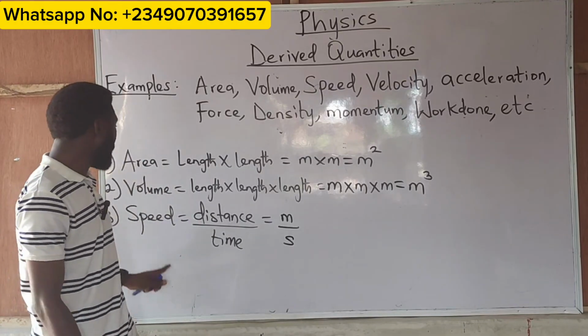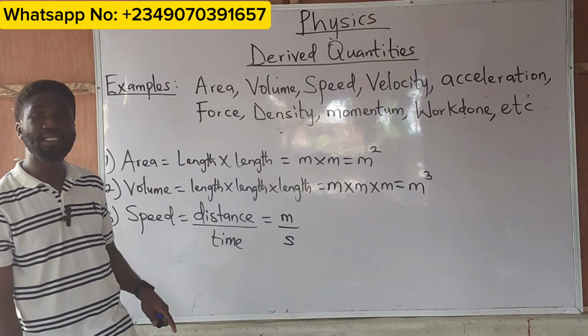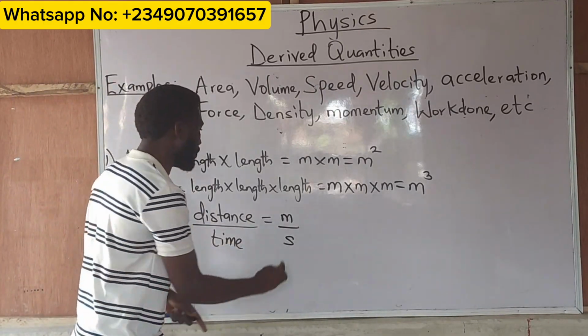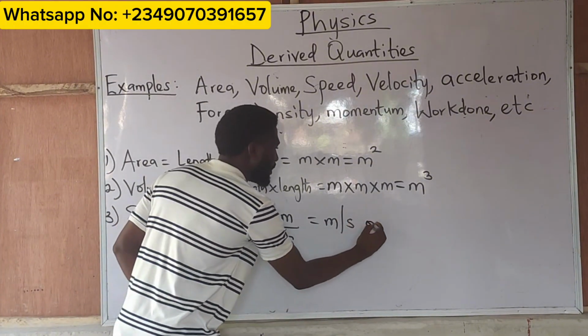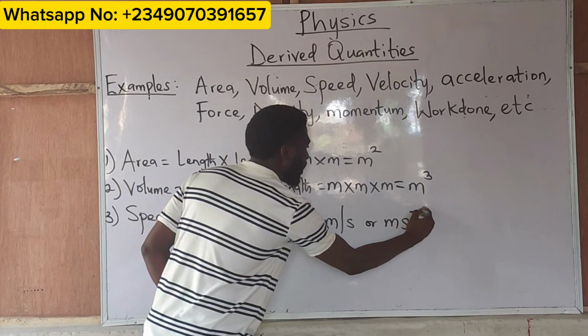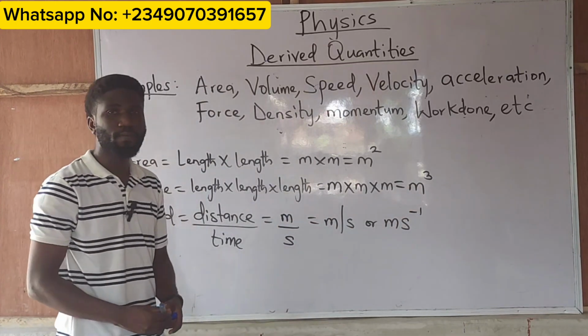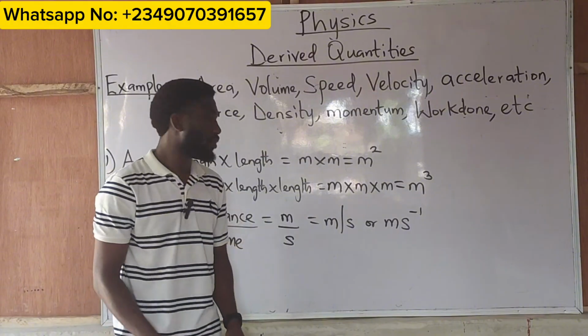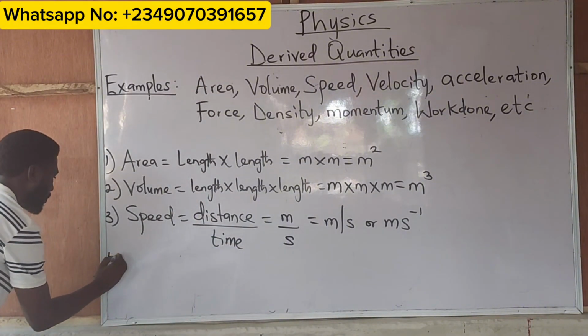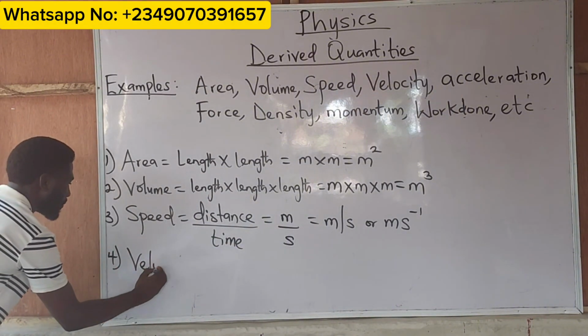So then we can say that the unit of speed is meter per second. Meter per second. Or it can be written like this: ms raised to power minus 1. Meter per second. Alright.